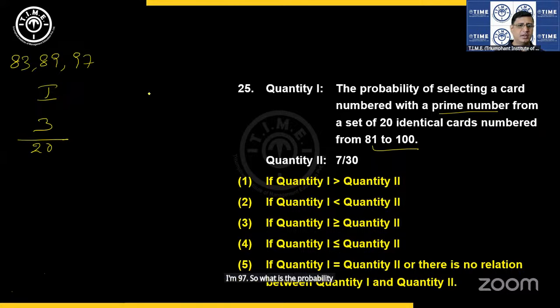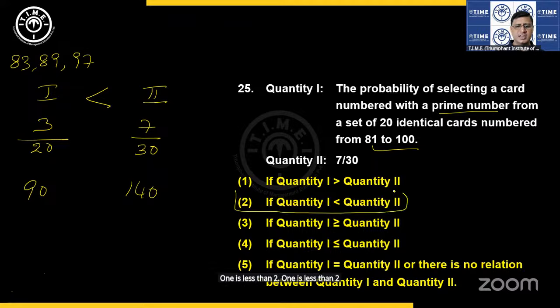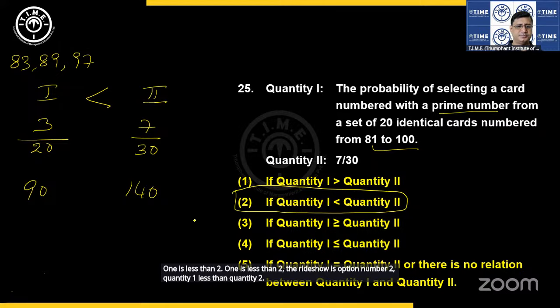So what is the probability? 3 by 20. Now what about the second one? That is 7 by 30. Simplify this. On doing cross multiplication, 30 into 3 is 90, and 20 into 7 is 140. How are these two related? Quantity 1 is less than quantity 2. The right choice is option number 2. Quantity 1 is less than quantity 2. Next.